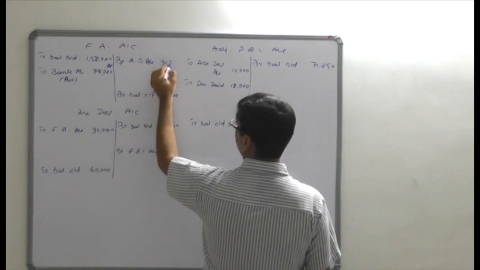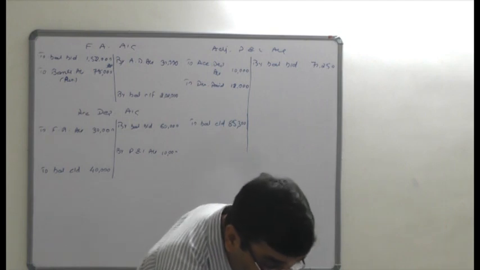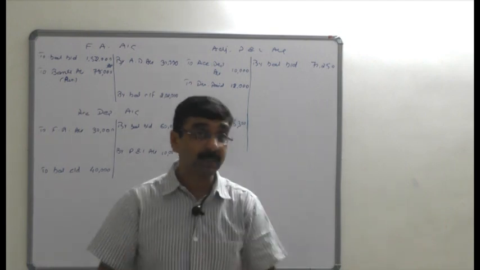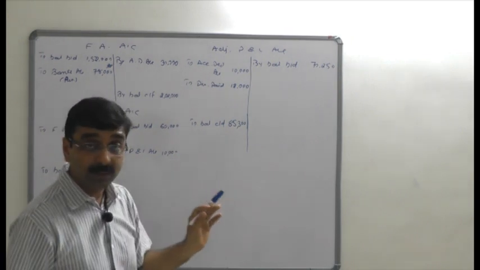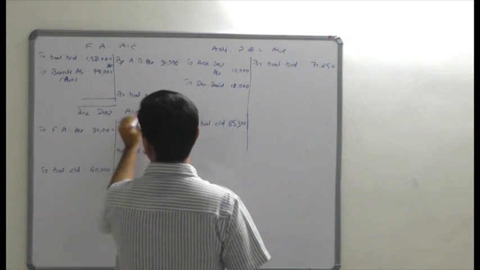Depreciation account, 30,000 rupees. Any adjustments remaining? No, that's it. So all adjustments are already recorded in the respective accounts. Now we will close the accounts one by one. First we are trying to close this account.